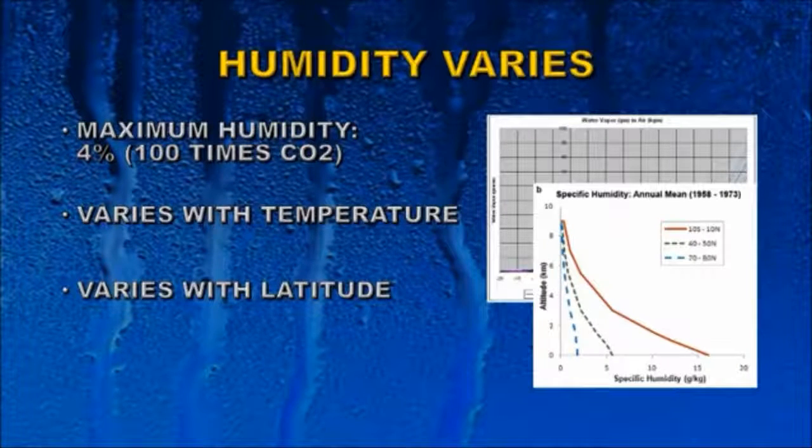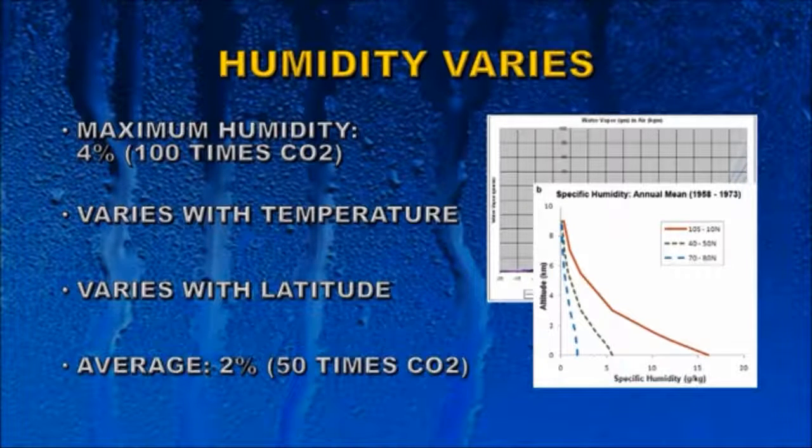It also varies with latitude. Near the equator, the humidity is about 3 times higher than at mid-latitudes and about 10 times higher than near the polar regions. And you can see in these plots that also the humidity drops with altitude quite rapidly. The average humidity at the surface is about 2%, or 50 times the concentration of carbon dioxide.